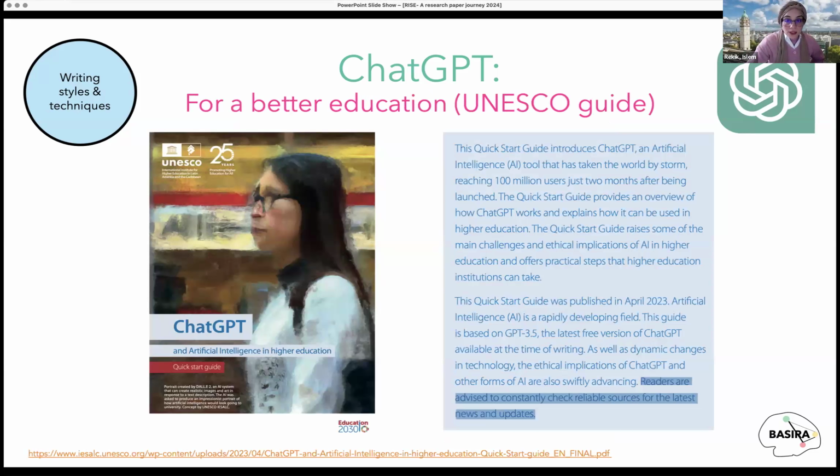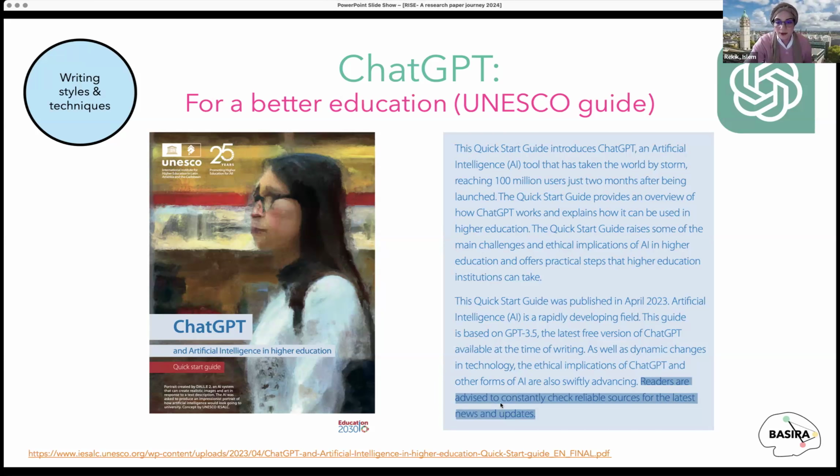So for better education, there is the UNESCO guide they published. It's a really nice book to read. I really recommend that you guys Google it. The link is right here, by the way. If you Google ChatGPT and artificial intelligence in higher education, UNESCO, I think it was published in 2023. You'll find the textbook, the PDF file, and you can read it.